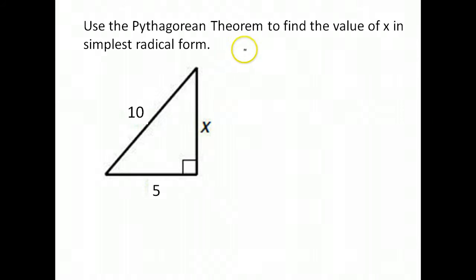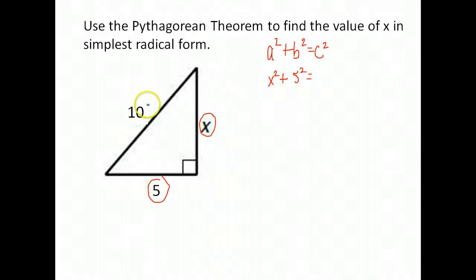Alright, so here again we're asked to use the Pythagorean theorem to find the value of x and leave our answer in simplest radical form. So again, we start with the Pythagorean theorem, a squared plus b squared equals c squared. Carefully place our numbers. Our legs are x, so we have x squared plus the other leg is 5. Those are the two attached to the right angle. Equals the hypotenuse, that longest side, 10 squared.